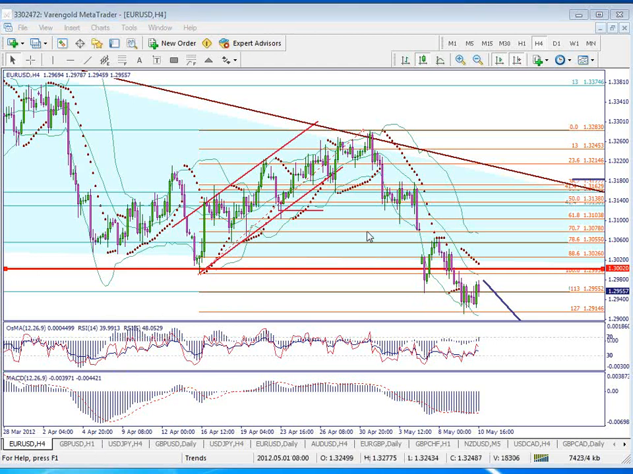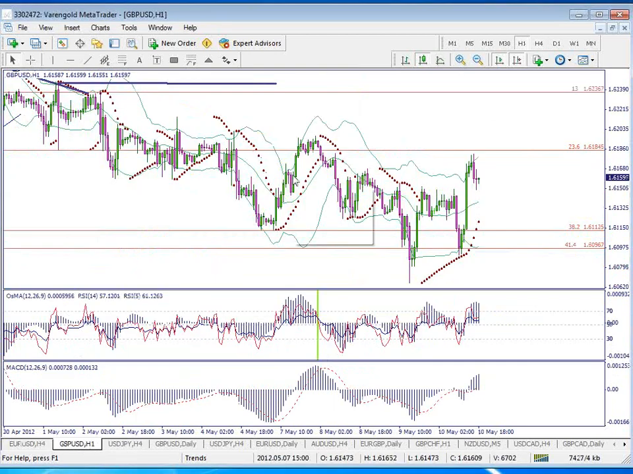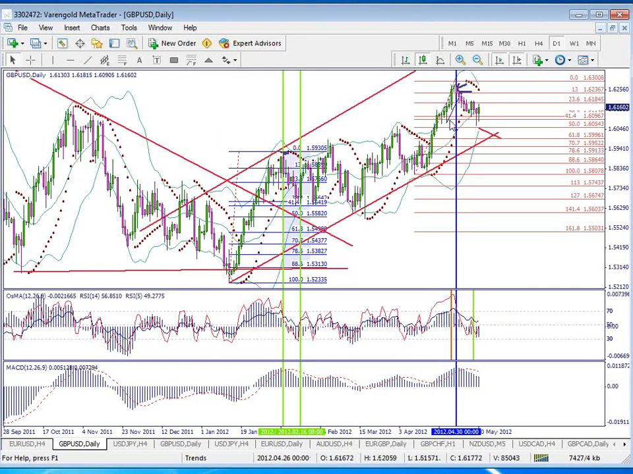Okay. Do you have any question regarding this pattern? Okay, if you don't have, I will go for the next pair to see what was the situation on the other one.